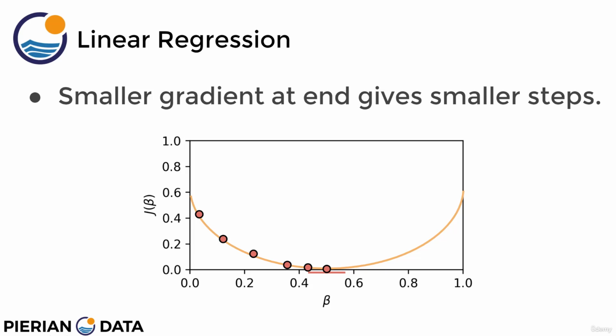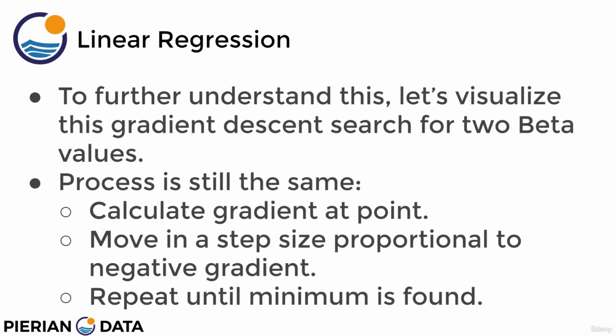To further understand this, let's go ahead and visualize this gradient descent in search of 2 beta values. So now we're expanding from 1 dimension to 2 dimensions. And the process is still the same, except now instead of just a derivative, we really have a gradient, that partial derivative for each of those beta coefficients. So we're just going to calculate the gradient at the point, move in a step size proportional to that negative gradient, and keep repeating this until the minimum is found.